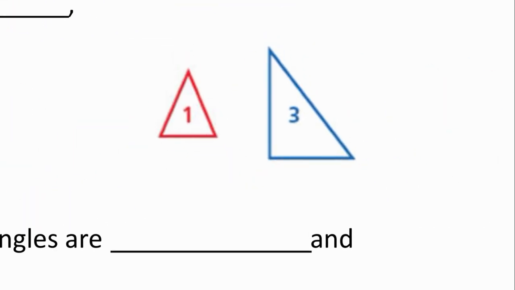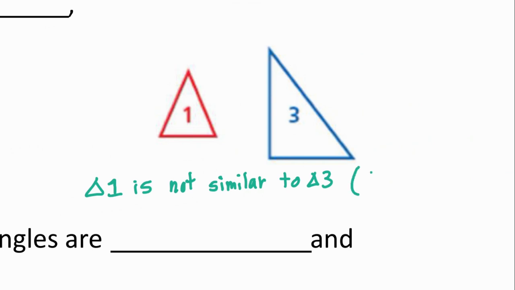While looking at the second picture, we can say that triangle 1 is not similar to triangle 3. That's because triangle 1 and triangle 3 have a different shape. They're also a different size, but triangle 3 looks more like a right triangle. So they have a different shape, therefore they're not similar. The way we would denote that is we'd still use the similarity symbol, but put a little cross through it. So that means triangle 1 is not similar to triangle 3.